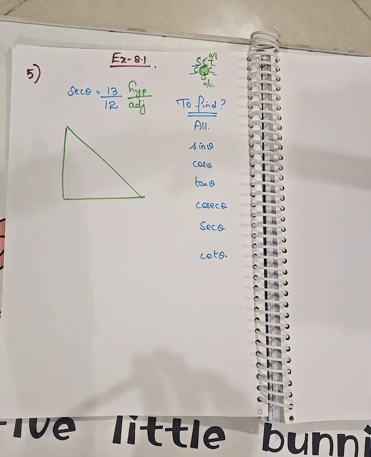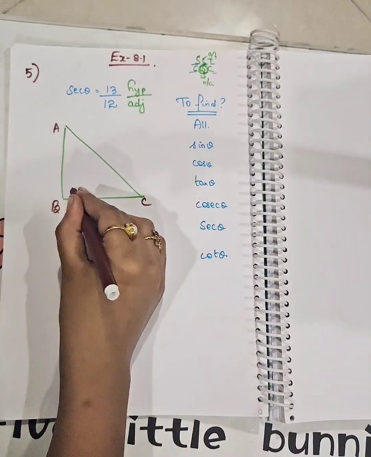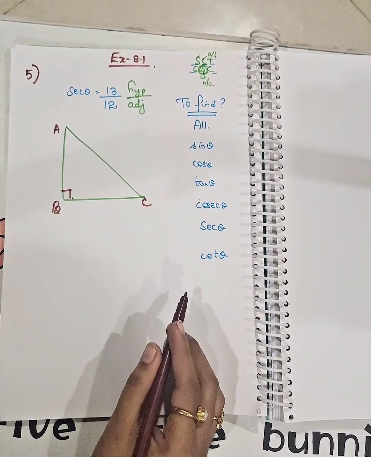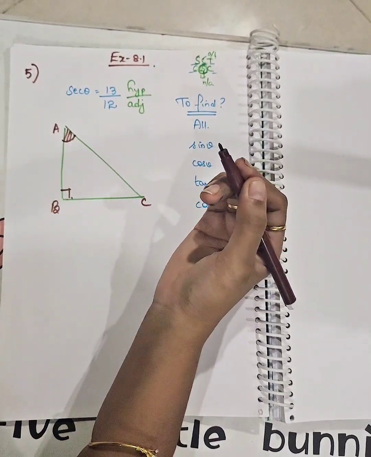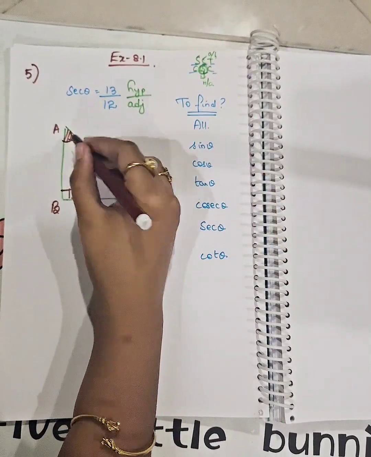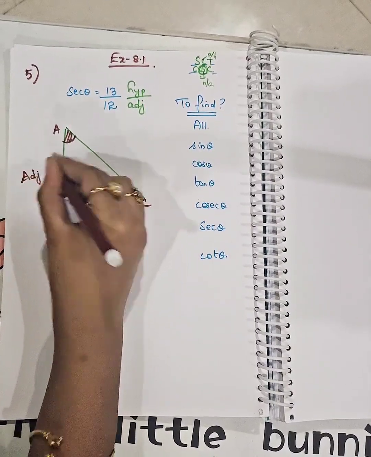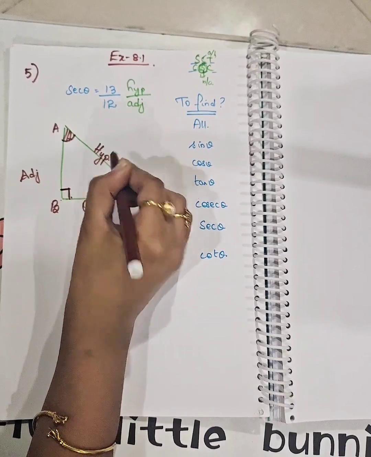So let us name this triangle first. Triangle ABC, as per your wish you can name it. This theta, let us take any one as theta. So let us keep it as A. Okay, students. So for this A, which will be the opposite side? This one. Which will be the adjacent side? This one. And obviously, the longest side would be the hypotenuse.